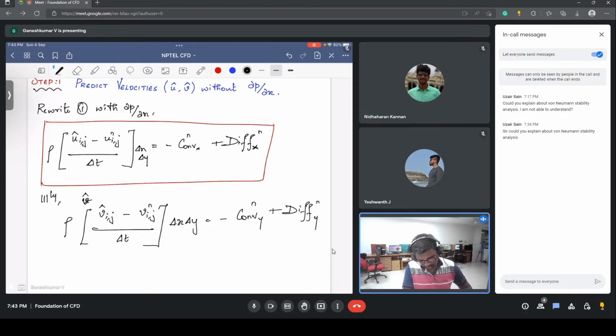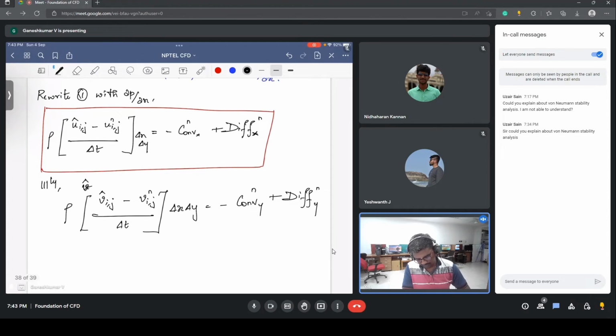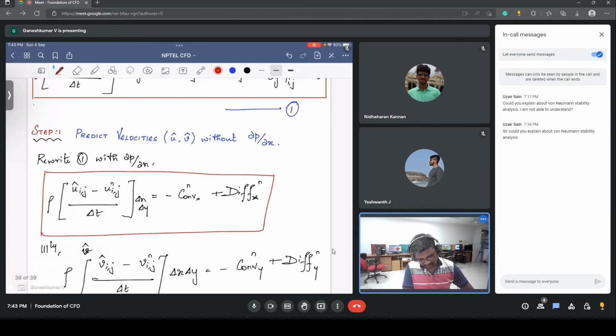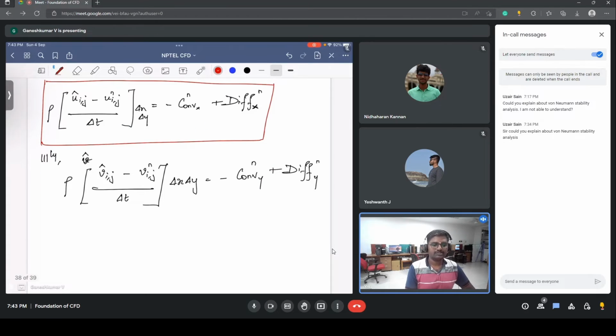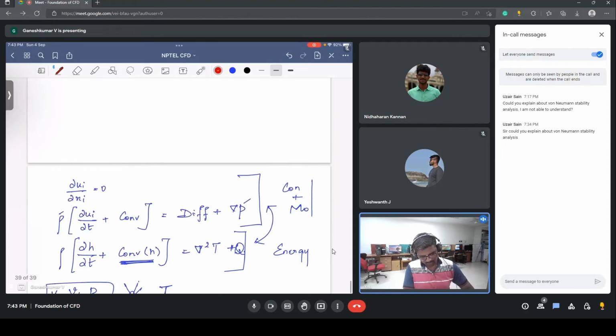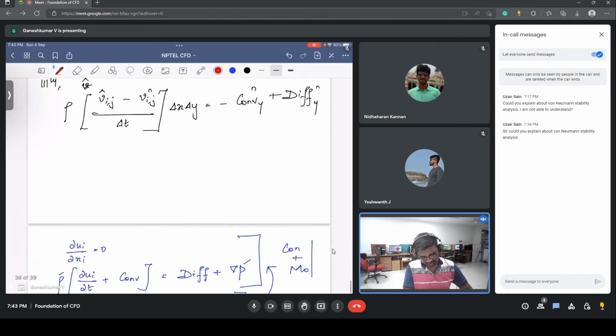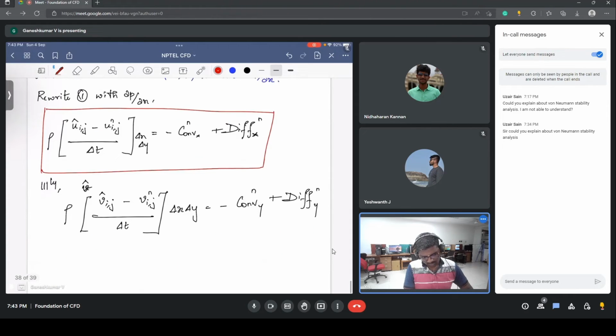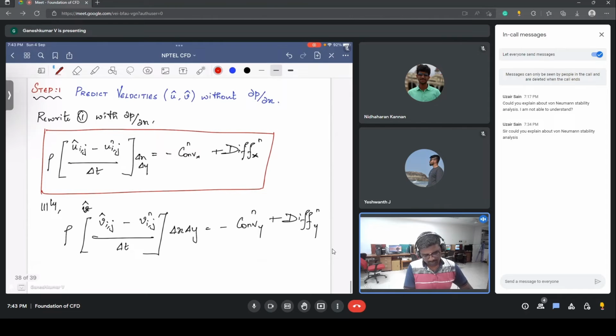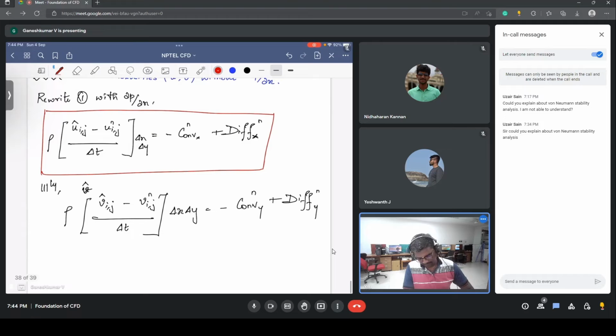So this is the first step. Actually, this step is there in the SIMPLE algorithm also. If you have gone through the lectures, you may know this. But here we are dealing with a collocated mesh. We are not worrying about a staggered mesh.